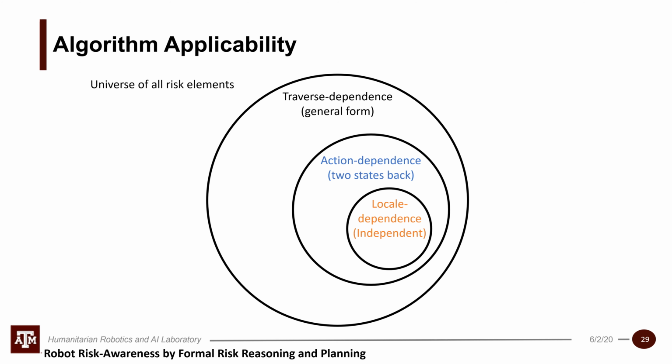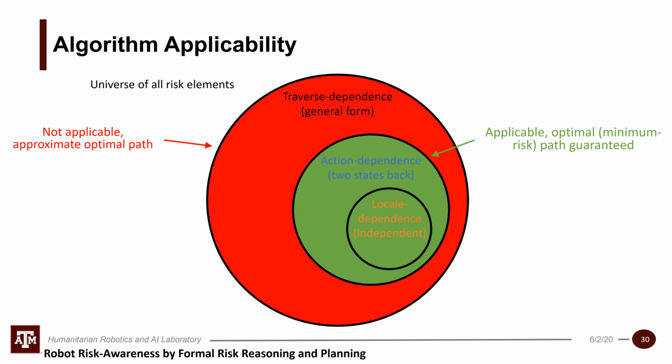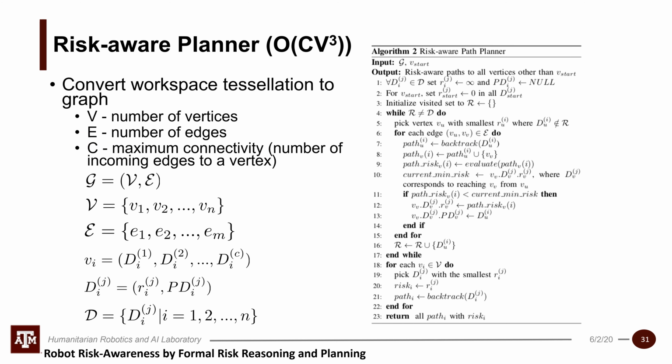In the universe of all risk elements, our risk-aware planner can guarantee that minimum risk paths due to locale and action-dependent risk elements could be found. But for traverse-dependent risk elements, there's no guarantee for optimality. This is our risk-aware planning algorithm. Still based on graph search, the high-level idea is to augment each vertex V with directional components D. The algorithm is similar to Dijkstra's, but now each vertex is subdivided into multiple directions. While Dijkstra's is trying to close vertices, we are trying to close directions. We also evaluate the risk on the fly.